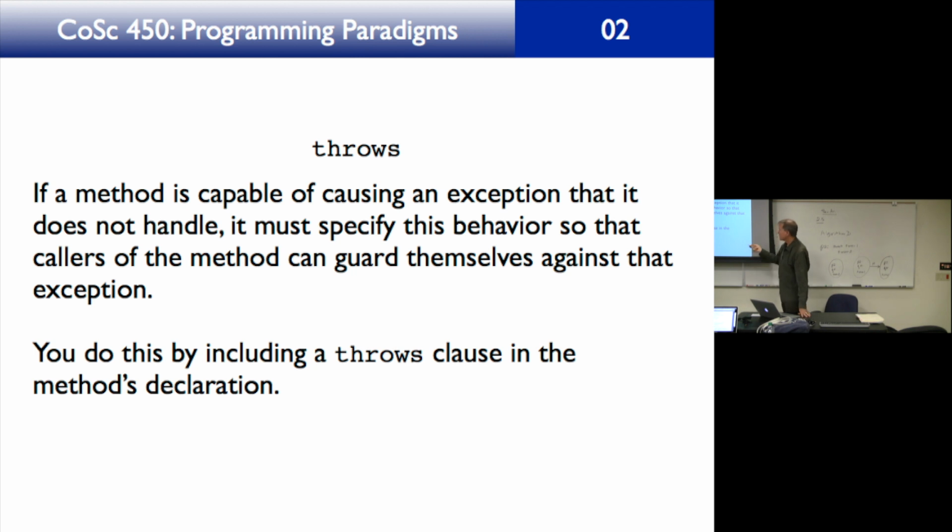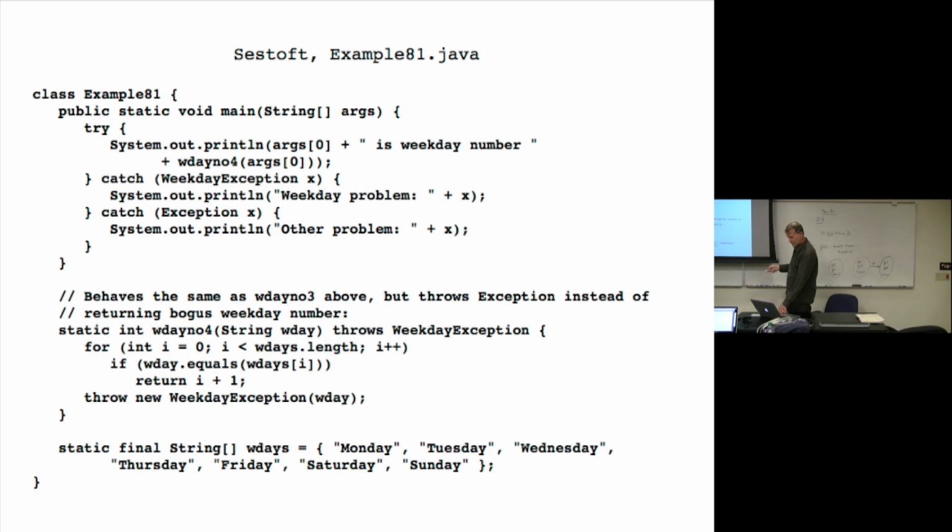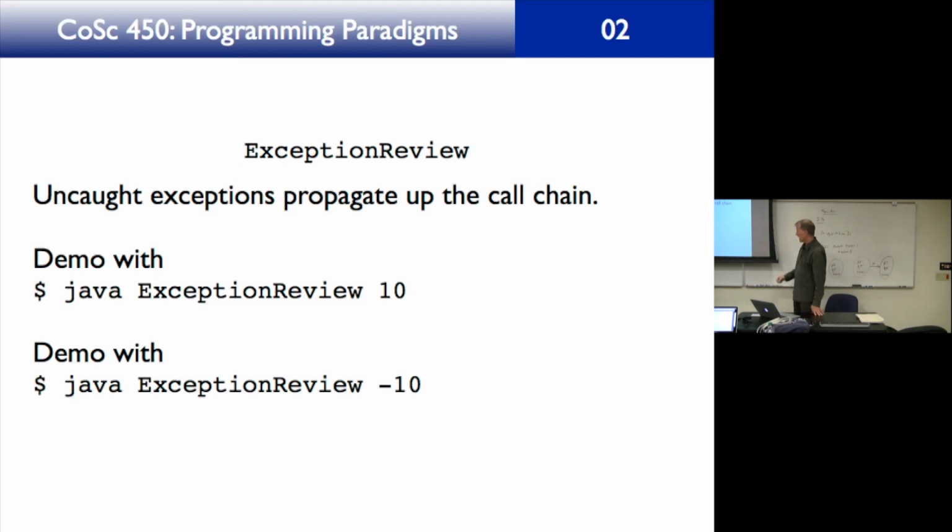And then this also illustrated throws. If a method is capable of causing an exception that it does not handle, it must specify this behavior so that the caller of the method can guard themselves against that exception. And you do this by including a throws clause in the method's declaration. And so that's what this was. It throws weekday. This is the throws clause that was included in this WD number 4. All right. So now the next one.